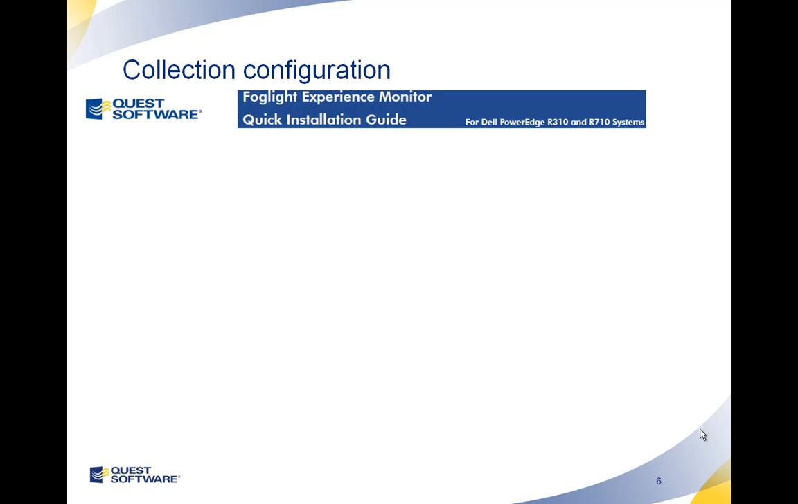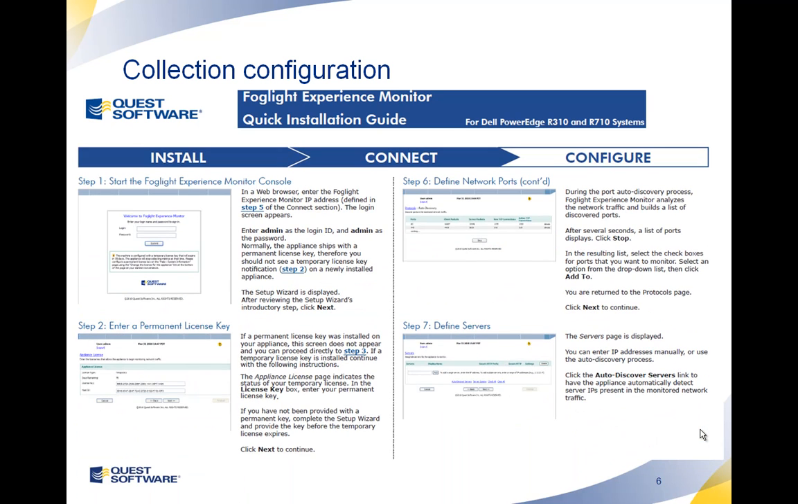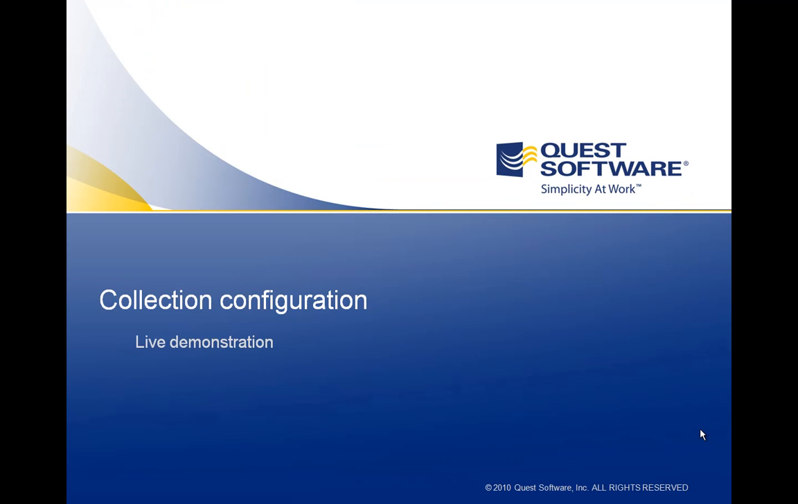Okay, now for the collection configuration, this is the final piece of the quick installation guide, and this is where we're actually starting to configure the appliance after it's put on the network. So what you'll see is step 1 starts with the opening of a browser, and then we walk through and we actually log in through the web browser to do all this final configuration piece.